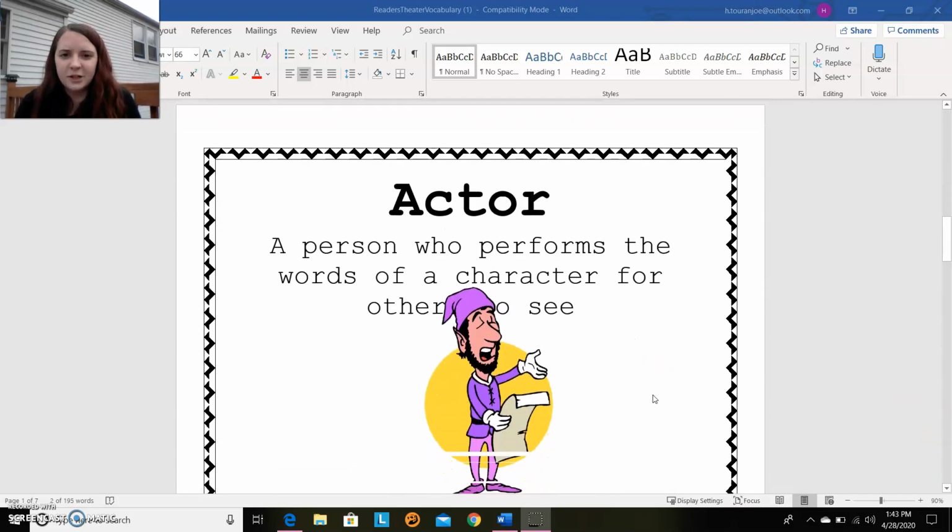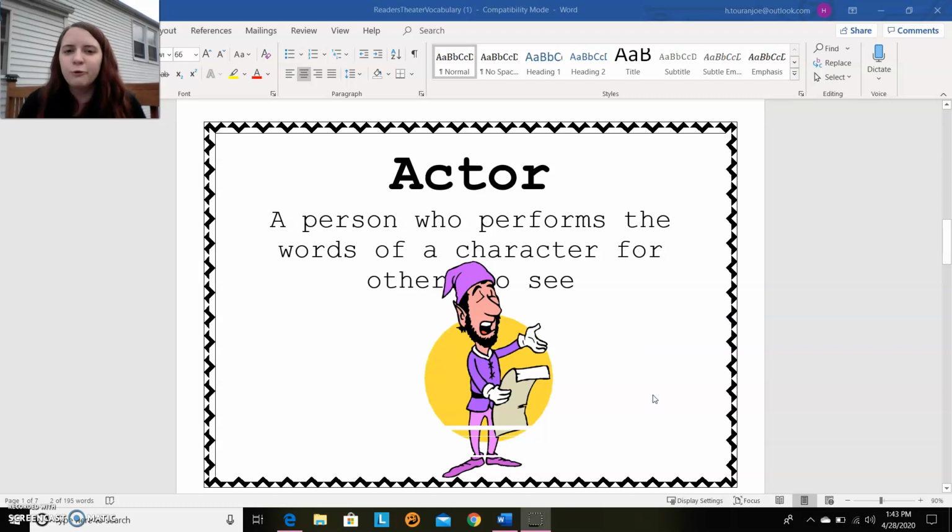Next part, an actor. The actor is a person who's performing the words of the characters for the others to see. I know that's a little cut off. My clip art kind of took over the words there. But the actor is the person that's acting in the play. They're representing a character. They're not actually the person. They're playing that person.